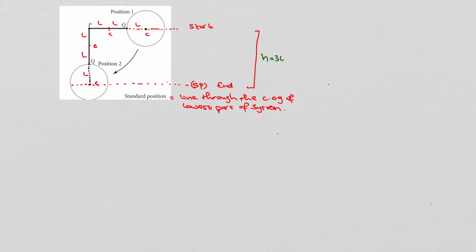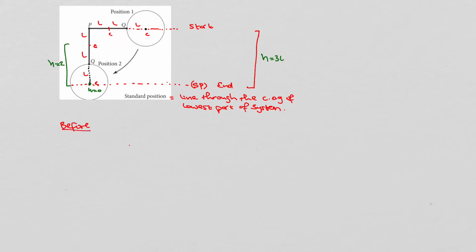Whereas if we look after, the height of the centre of gravity of the rod to the standard position I can see is 2L, whereas the centre of gravity of the disc to the standard position will be 0. Okay, so we're going to use our conservation of energy.